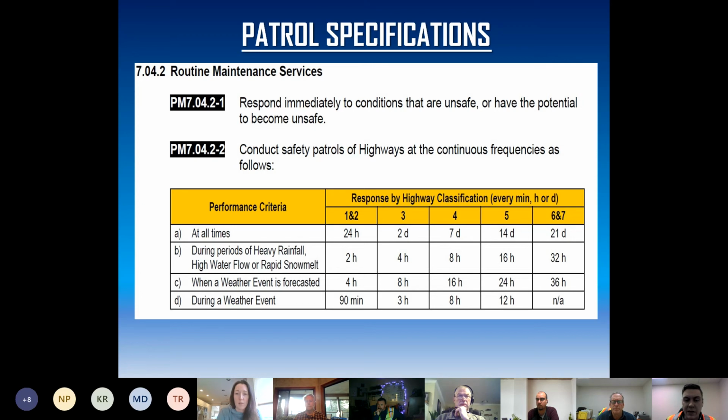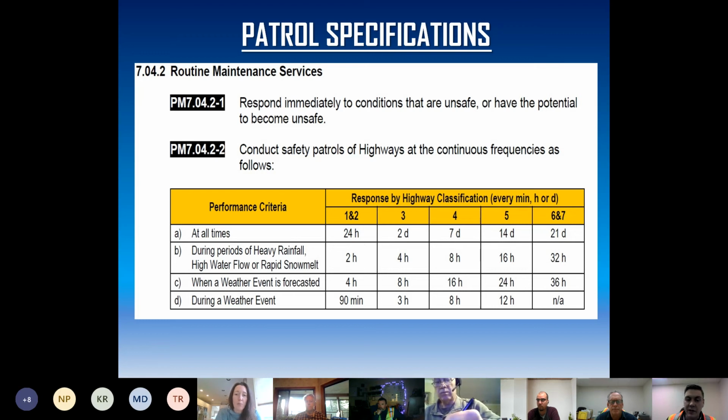In this round of contracts, rather than having two different patrol specifications, we actually have one specification where frequencies are increased depending on weather. You'll see to the left of the table, we have an at all times patrol specification for Class 1 and 2s. That'll be typical of Class A highways. 3s typically B's and C's. 4s are the C class. 5s also include C class with lower traffic volumes, and 6s and 7s are typically our D class roads.